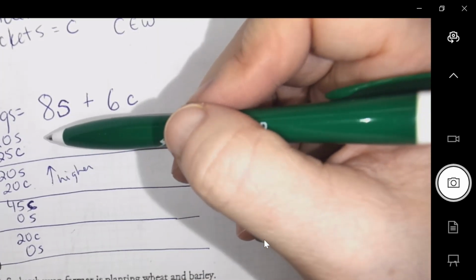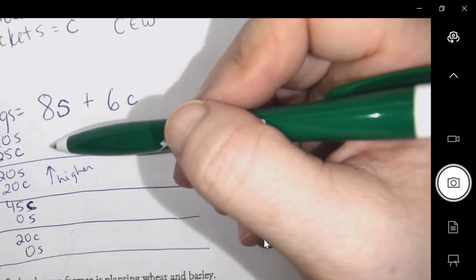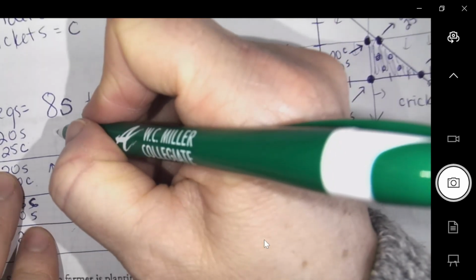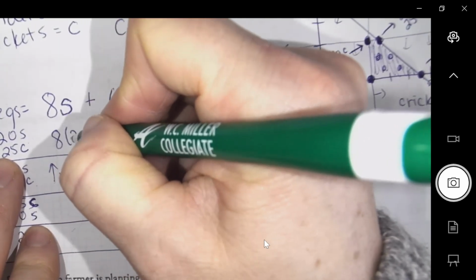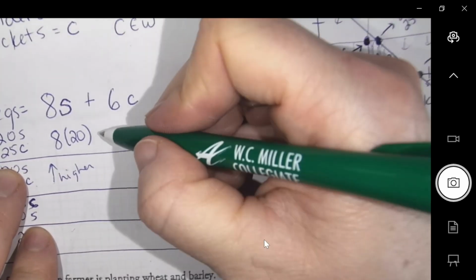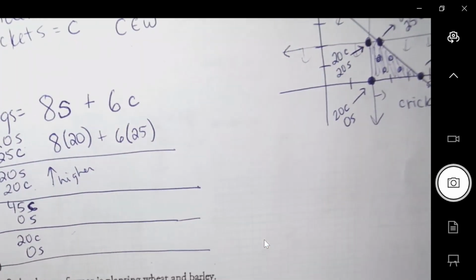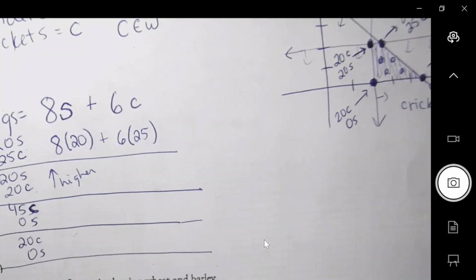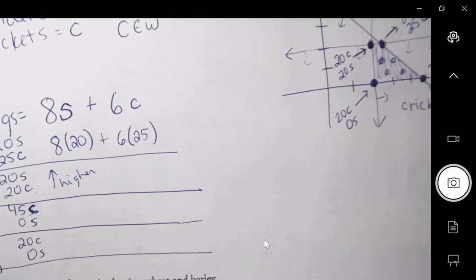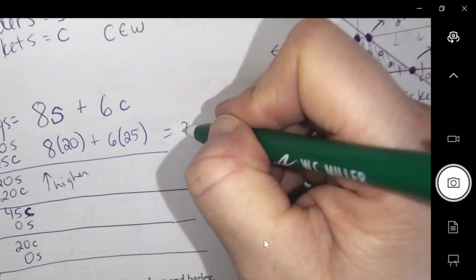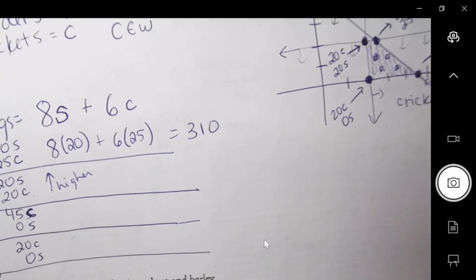So I'm thinking with my reasoning that this one will be the highest, so let's plug it in. 8 spiders, 20, plus 6 crickets equals 310 legs.